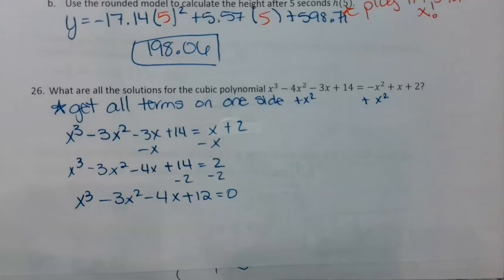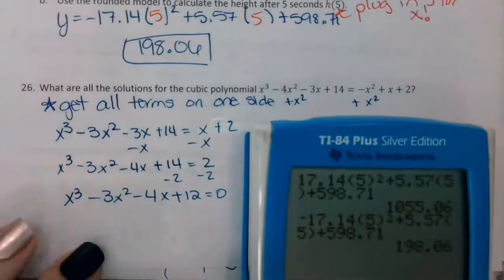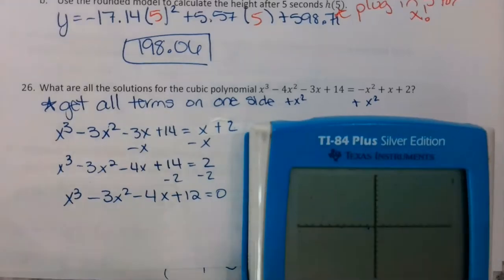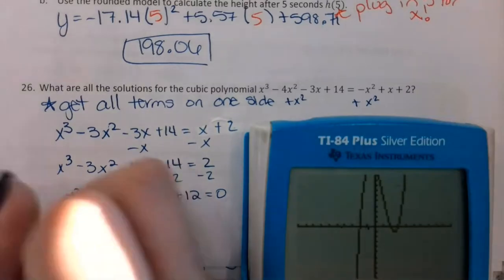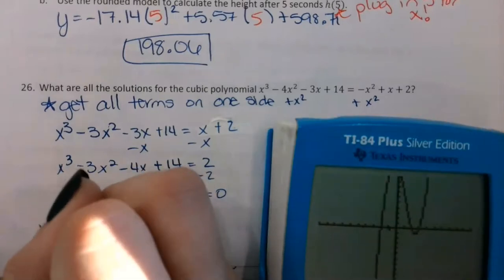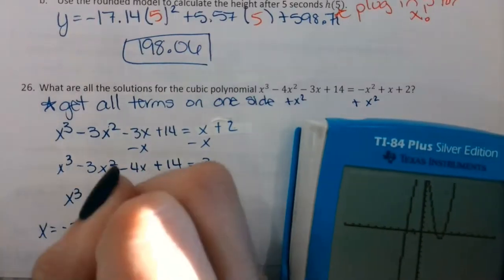Then I can solve this two ways. I can solve by factoring, or I can solve by graphing. I'm going to choose graphing. So I'm going to type this in for y equals: x cubed minus 3x squared minus 4x plus 12. I click graph. And then I'm looking for where it crosses my x-axis. It's crossing at -2, +2, and 3.